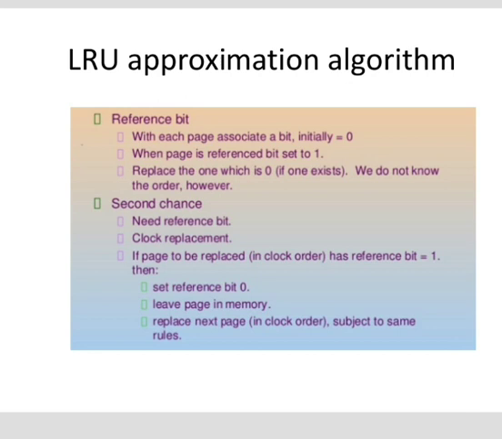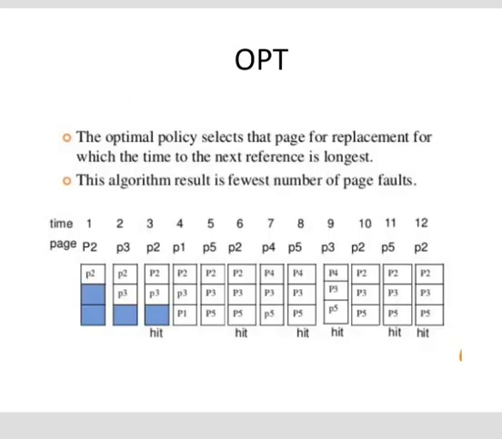Next is the LRU approximation algorithm. Here, a reference bit is associated with each page. Initially it is 0. When a page is referenced, the bit is set to 1. Then replace the page which is 0, if one exists. So second chance is needed for replacement, as in clock replacement. If the page to be replaced has a reference bit of 1, then set the reference bit to 0, leave the page in memory, and replace the next page. So this is LRU approximation.